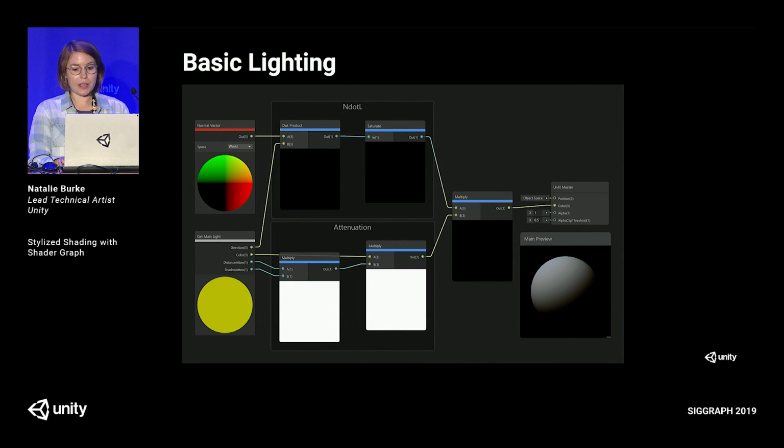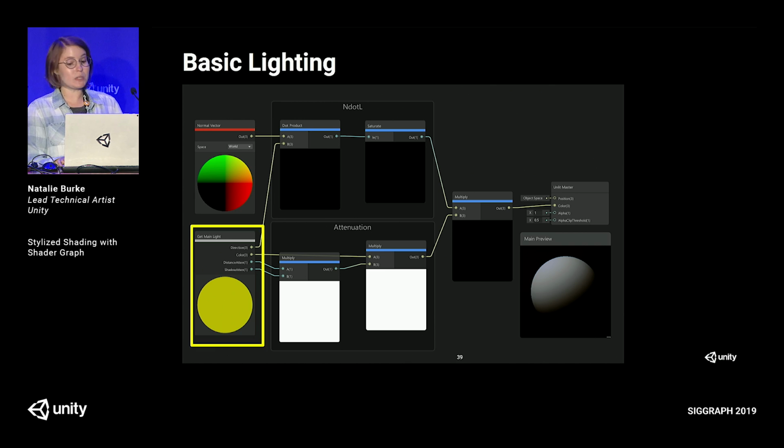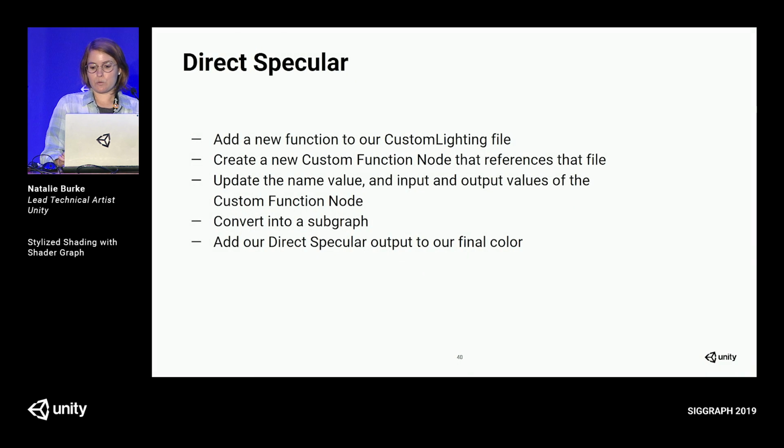So now we have our current basic lighting setting. It's using the new attenuation. And there's our subgraph, nicely named Get Main Light. Now the next step is we actually want our direct specular.